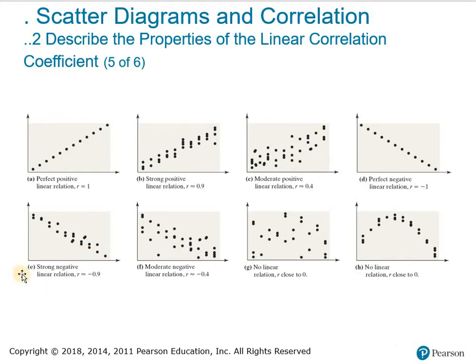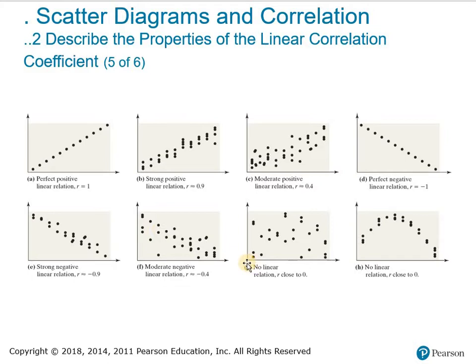In the next one, E, I can see a trend going downwards and it's a very strong trend. I can see it clearly. So this is a strong negative linear relation and r is about -0.9. The next picture represents a moderate negative linear relation because I can still see a trend of the scatter plot going downwards. It's just not as strong as the previous one, so r is about -0.4. It could be less, it could be a little bit more.